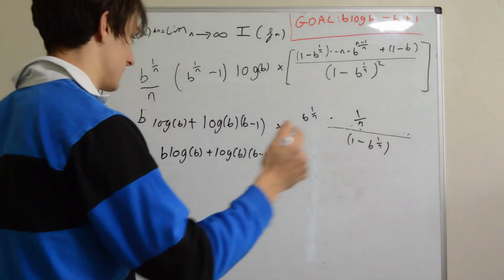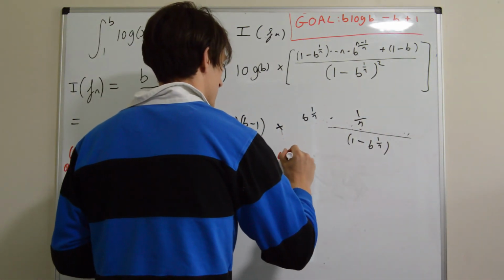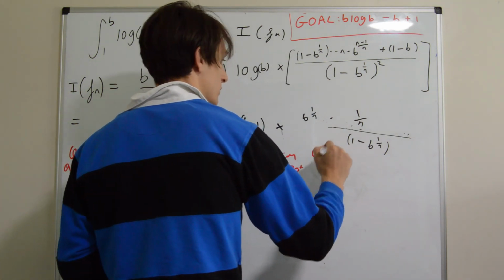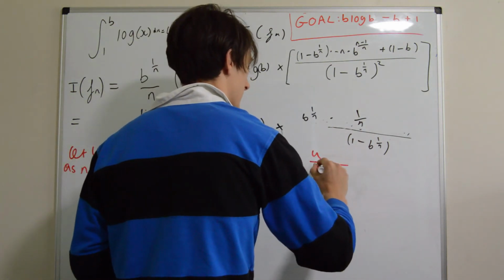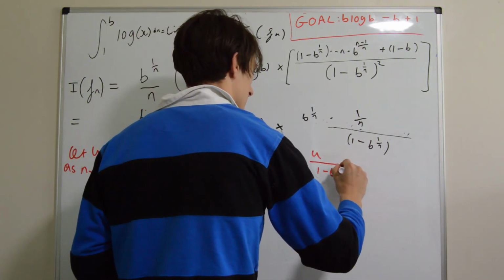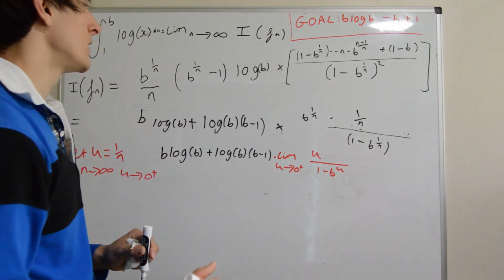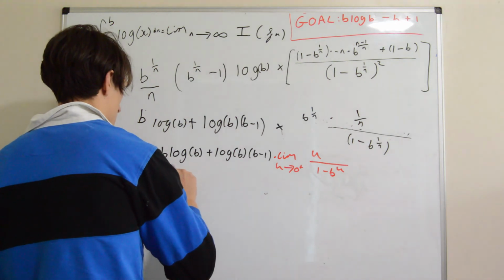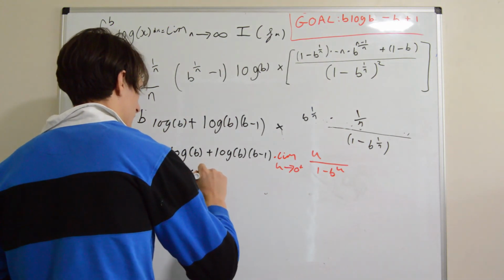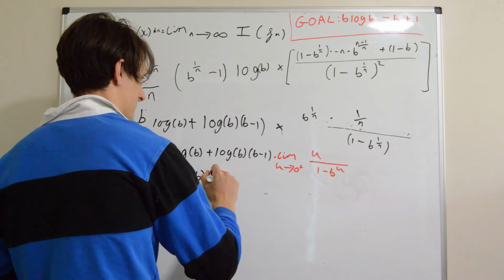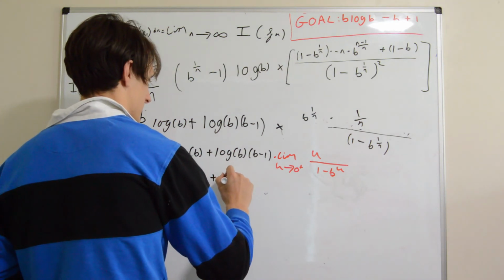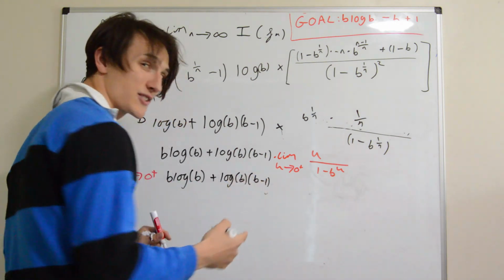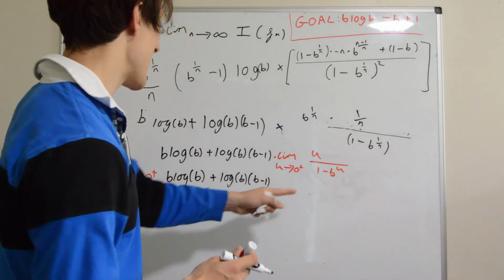Let's make our substitution times the limit as u goes to 0 from the right of u, which is 1 over n, divided by 1 minus b to the u. Now let's apply L'Hopital's rule. This thing is unaffected, it doesn't depend on u. This is just a multiplicative constant, I cannot say that word. And then let's take this limit.